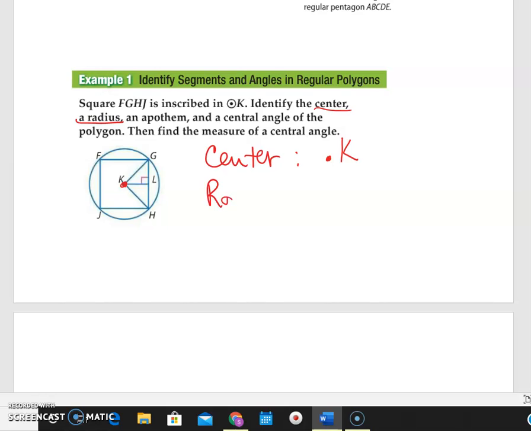We've got a couple of radii drawn there. So we could say KJ, or KG, or KH. Those are all radii. And the apothem. The apothem is, again, a segment that is drawn from the vertex of the central angle, which is K there, and is perpendicular to a side. So KL is going to be our apothem.